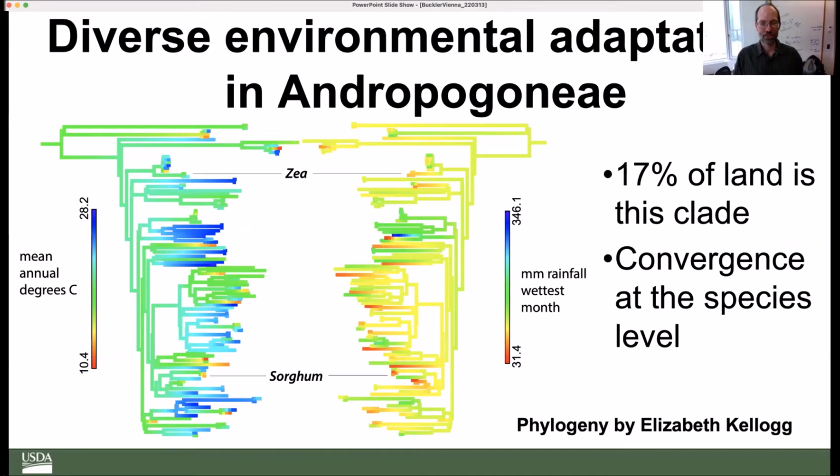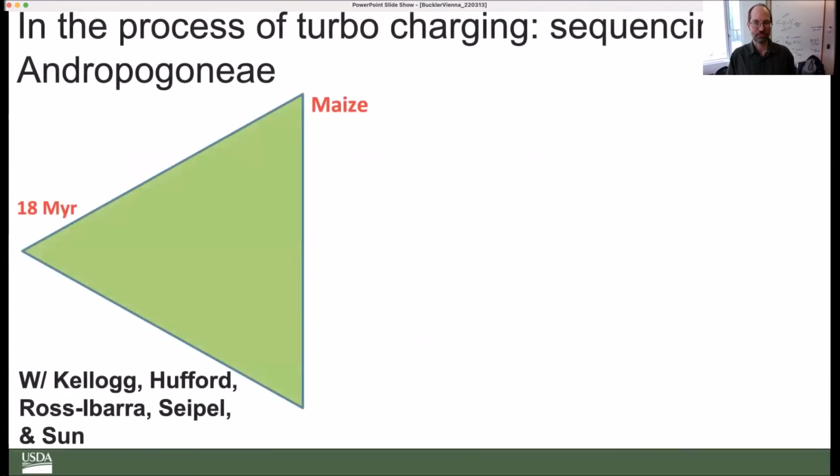Although this clade is only about 18 million years old, it now occupies and is the dominant species on 18% of the globe's land. And that was before these crops were domesticated. That's kind of the native levels. And essentially there's been convergence for temperature adaptations and rainfall adaptations and all sorts of things over and over again across this clade. Annual to perennialism has evolved between 15 and 20 times in this clade.